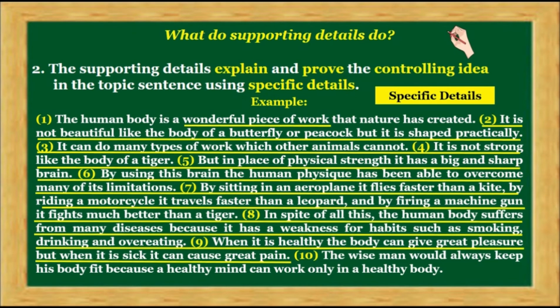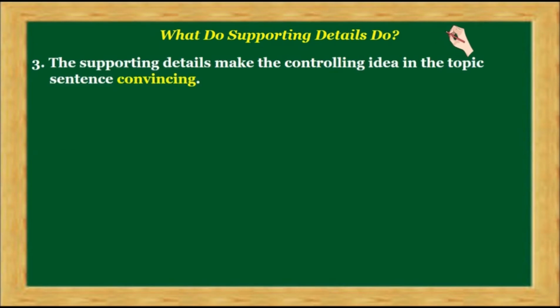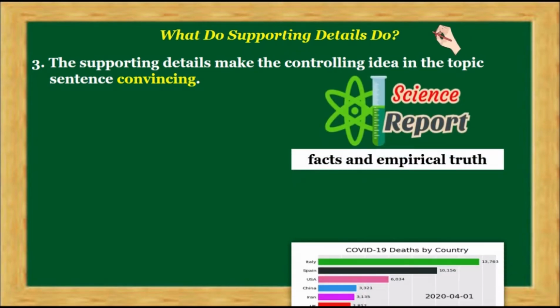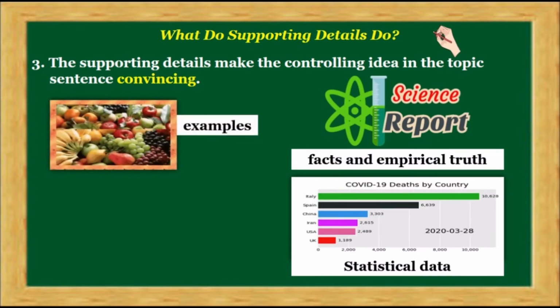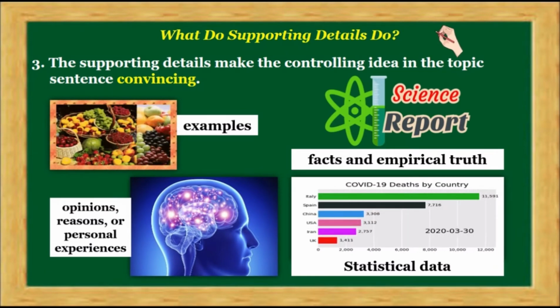Meanwhile, sentences 2 to 9 are specific details used to further explain and justify why the human body is a wonderful piece of work that nature has created. The supporting details make the controlling idea in the topic sentence convincing by using facts and empirical truth, statistical data, examples, or opinions, reasons, or personal experiences.